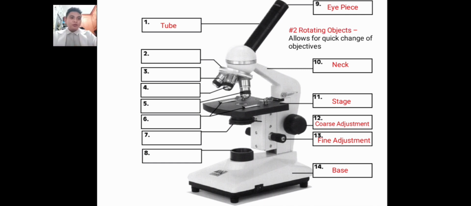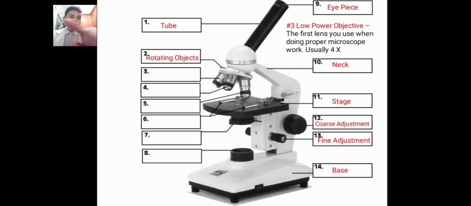And also, the rotating objectives. Yung rotating objectives po natin allows for quick change of objectives. Diyan po natin niro-rotate for us to give us the clear image ng specimen. Kung nakikita po natin yung baba ng bilog, iniikot po yan. Yan po yung tinatawag nating rotating objectives. Sabi dito, it allows for quick changes of objectives. Yan po.